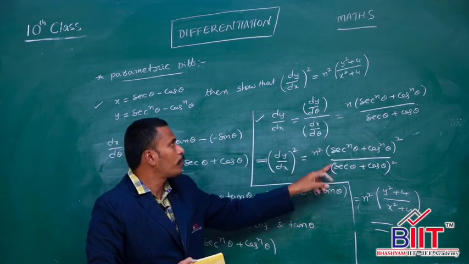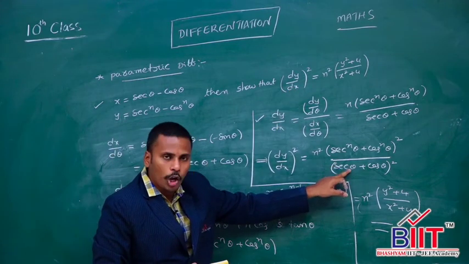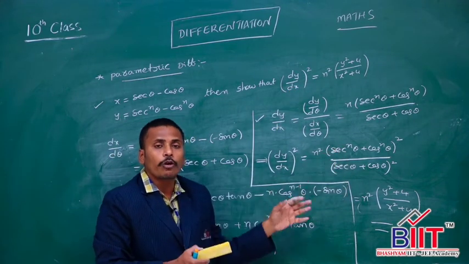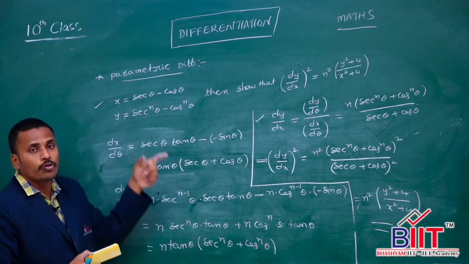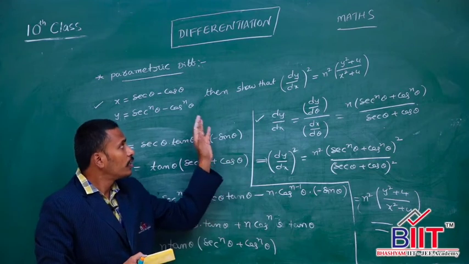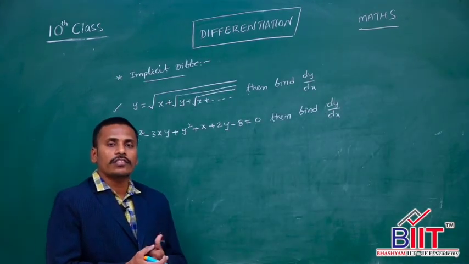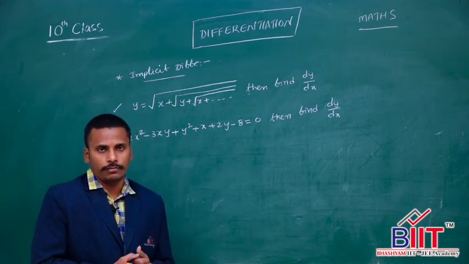Square it on both sides because we need dy by dx whole square. At the end, there is a chance to write denominator as well numerator 4 plus x square and 4 plus y square with a simple identity relation. And finally, that problem is clear. Have a look. And the next method of differentiation is implicit differentiation.